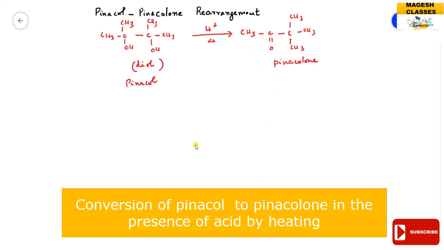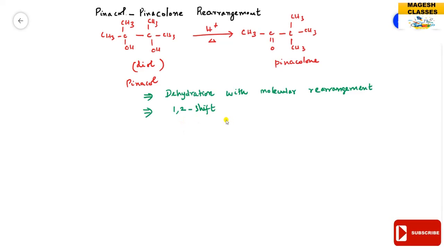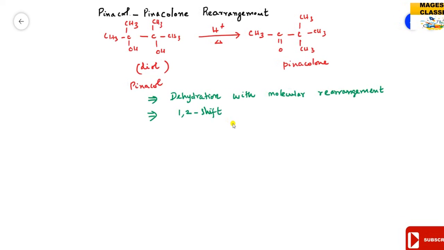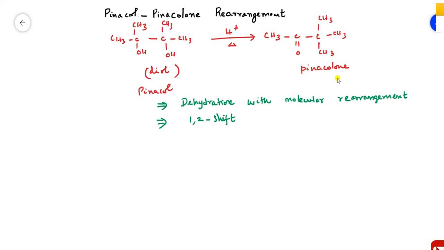pinacolone. Here the various reactions taking place are dehydration with molecular rearrangement. So in this reaction, dehydration of this diol takes place. In addition to that, molecular rearrangement. And one more reaction, a 1,2 shift, also takes place in the Pinacol-Pinacolone rearrangement. So shortly, it is conversion of pinacol, a diol, to the pinacolone.